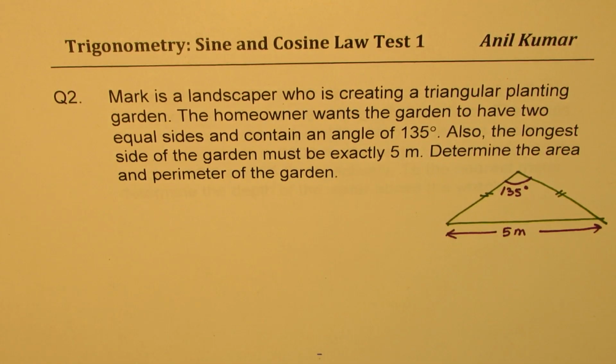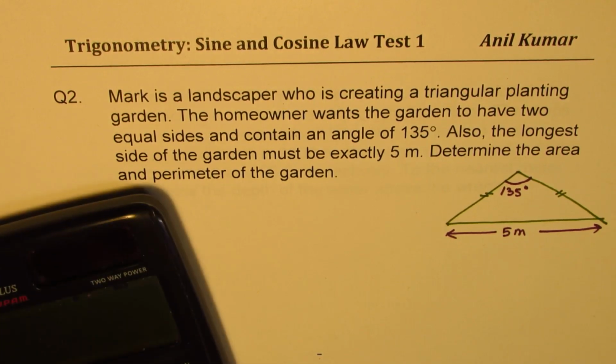Perfect. So when you read, you should be in a position to sketch your diagram. We need to find both perimeter and area of this particular garden. So perimeter will actually give you the fencing. And we could have a related question with area of how much soil is needed for the bed, right? So those could be extensions to this particular question. Now first step here is to find the other angles.